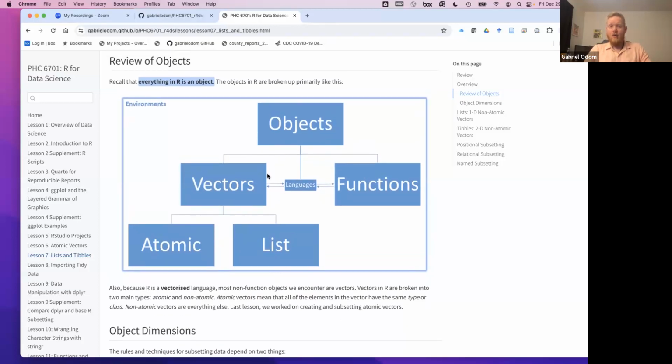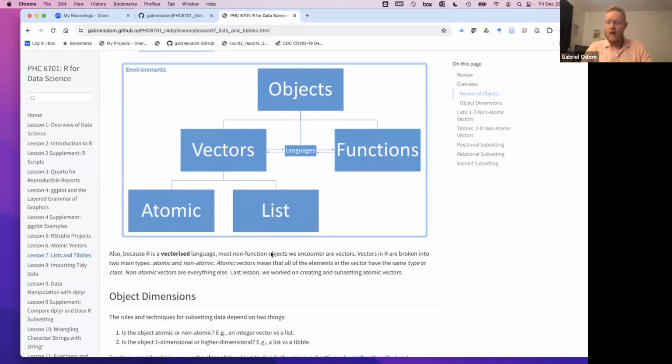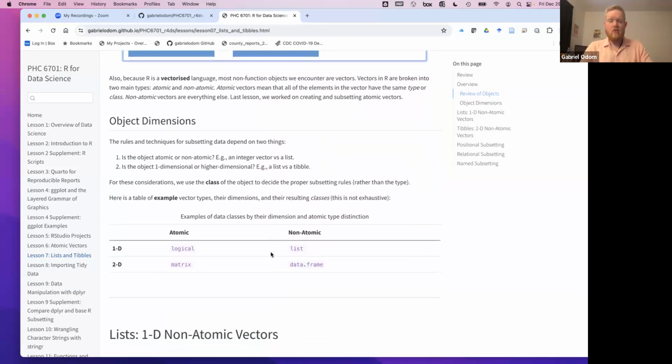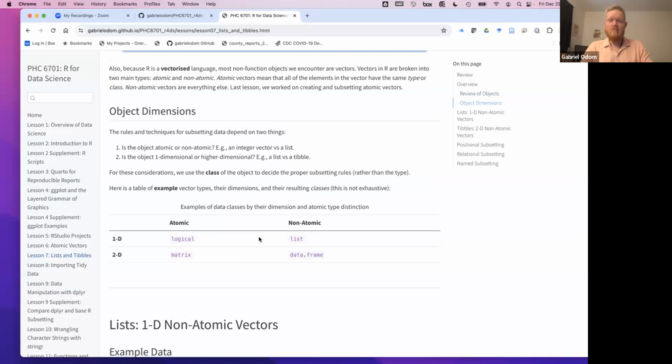So again, remember that R is a vectorized language, so vectors are very, very important. Vectors being an ordered collection of elements in R. And if we spent a lot of time talking about atomic vectors in lesson 6, or the last lesson, we're going to spend a lot of time in this lesson talking about non-atomic vectors. So let's move on and talk about the dimensions of an object.